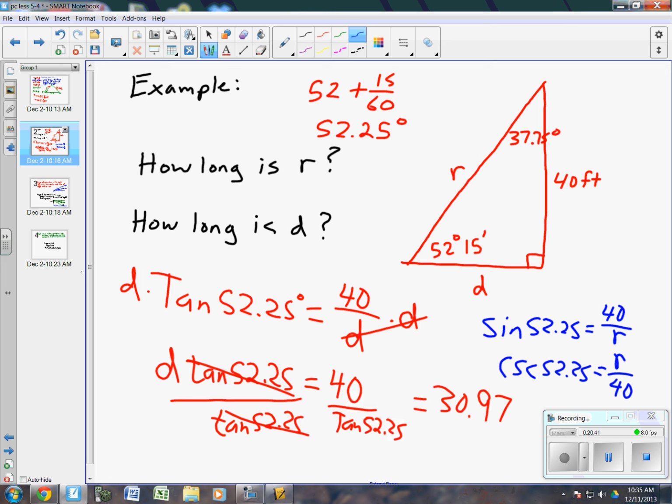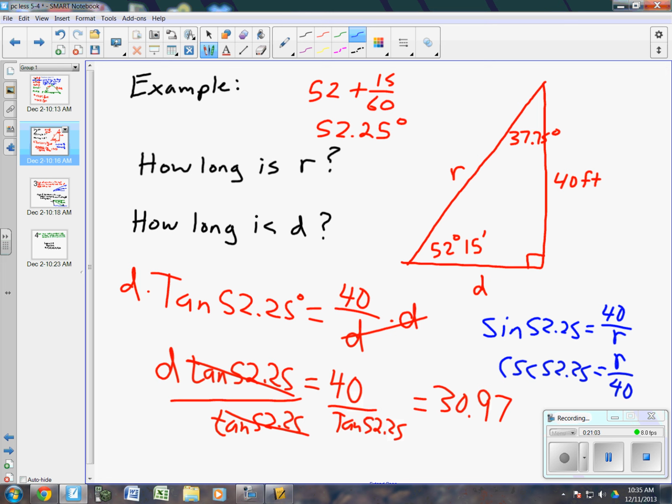Or you can use the Pythagorean theorem. The problem is this is an approximation. The first time we're approximating an exact answer. The second time we're approximating an approximate answer. And you're going to get further and further off every time you do that. That's the problem with it.